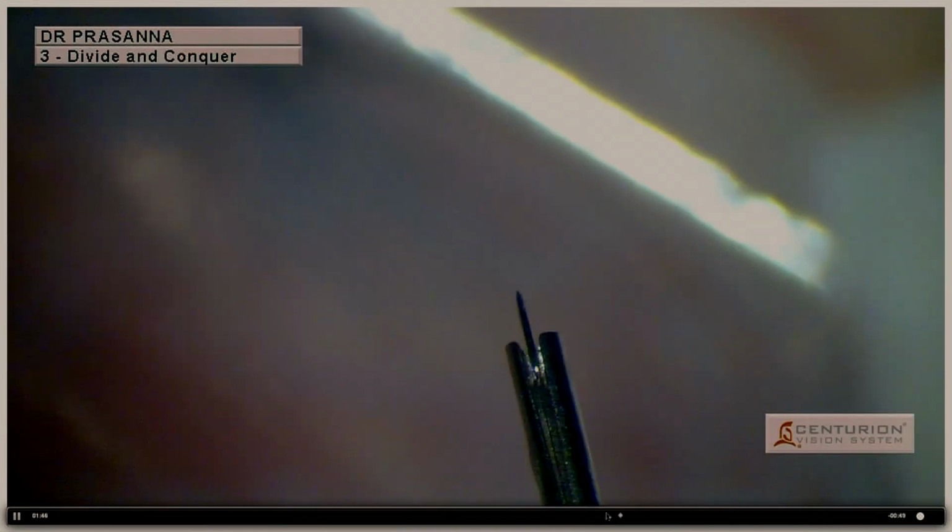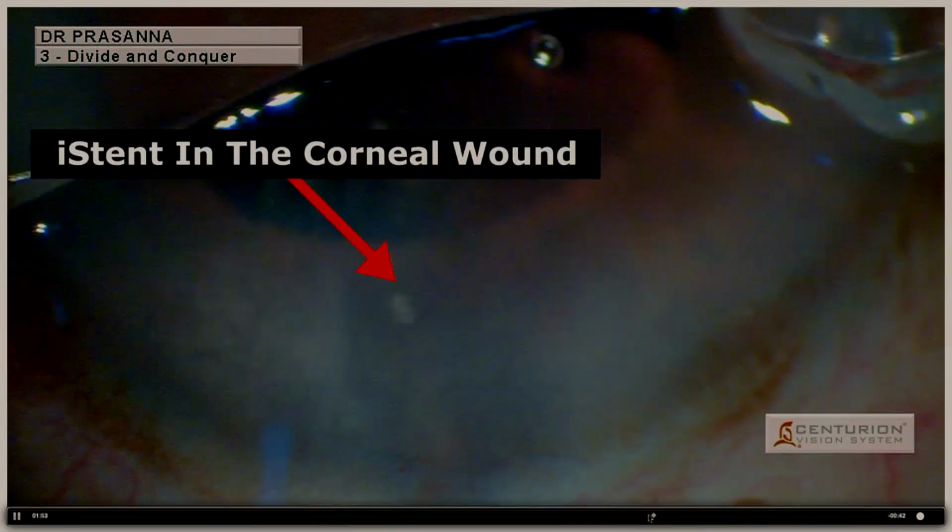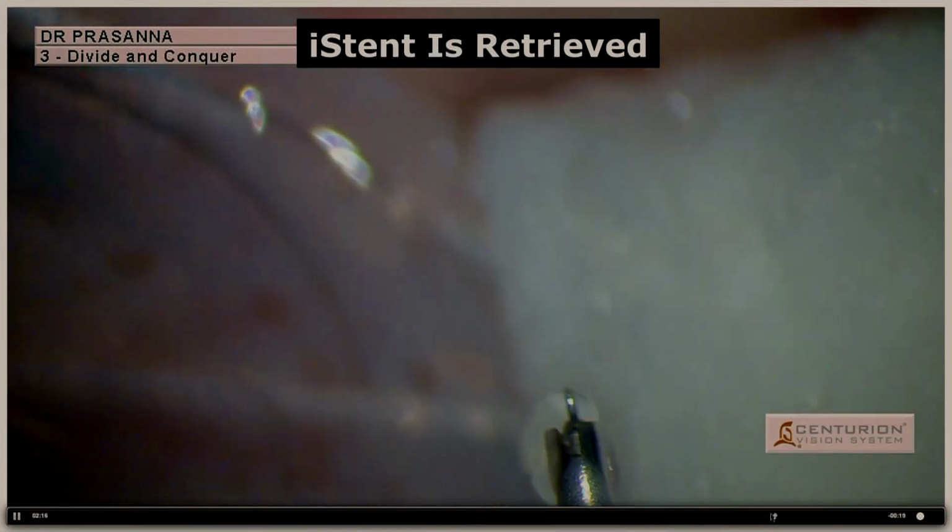Close your trocar and then take it out. If you fail to close your trocar, you may lose your stent in the corneal wound. That is what happened, but all's well that ends well. I was able to recover it and then place it back in.